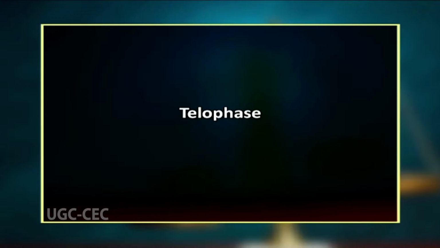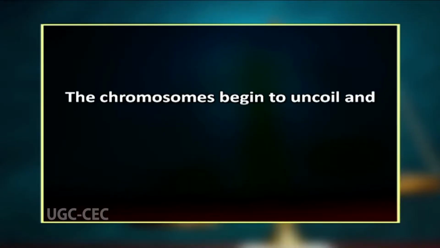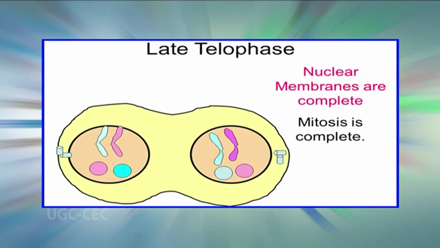Now lastly, the telophase. At the start of telophase, the two sets of daughter chromosomes are assembled into two groups at opposite ends of the cell. The chromosomes begin to uncoil and assume the elongated state characteristic of interphase. A nuclear envelope forms around each group of chromosomes. The spindle microtubules disappear and the nucleolus forms. At this point, nuclear division is complete and the cell now has two nuclei.